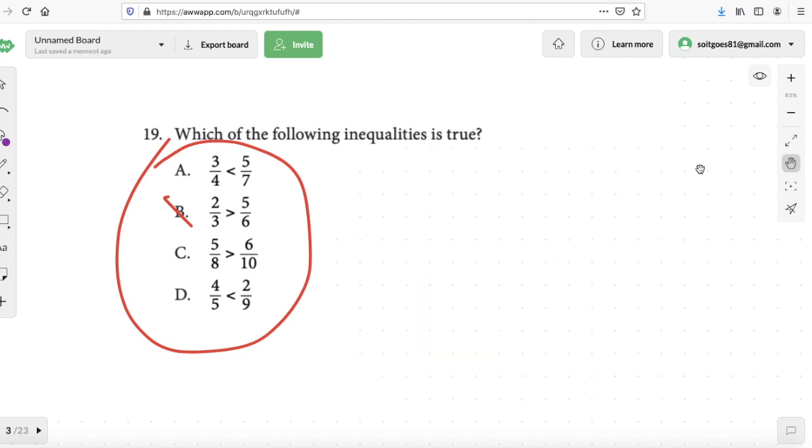All right, so go ahead and read answer choice D. We're going to skip C for now. 4/5 is less than 2/9. Is 4/5 less than 2/9? I don't think so, right? Especially after we had the experience of working on the last problem. 4/5 is close to 1. 2/9 is like nothing. It's not 0, but it's not a whole lot more than 0.